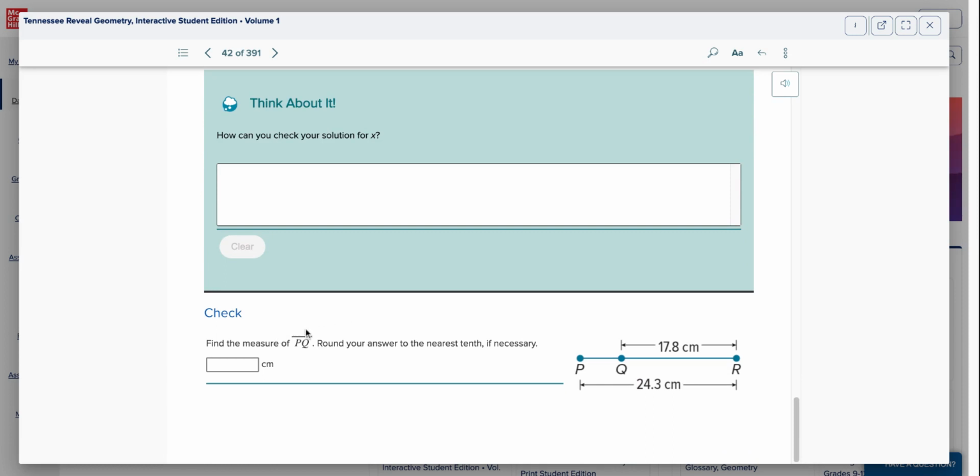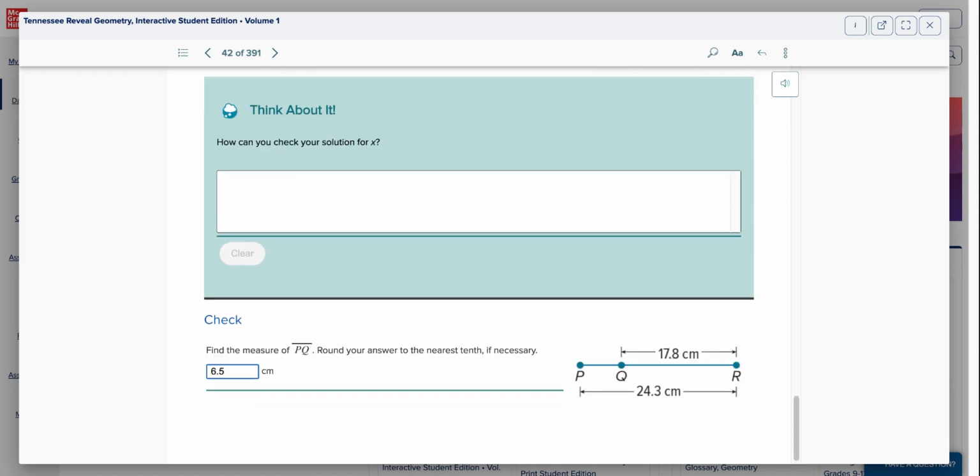All right, find the measure of PQ, round your answer to the nearest tenth if necessary. The nearest tenth is one number after the decimal. Okay, once again, I am looking for the left side. PQ is blank. I have been given the right side, QR, and I've been given the whole, PR. So this, again, is addition or subtraction? Yep, it's a subtraction. So I'm going to put in 24.3 minus 17.8. And I get 6.5, which is automatically rounded to the nearest tenth because the nearest tenth is one number after the decimal.